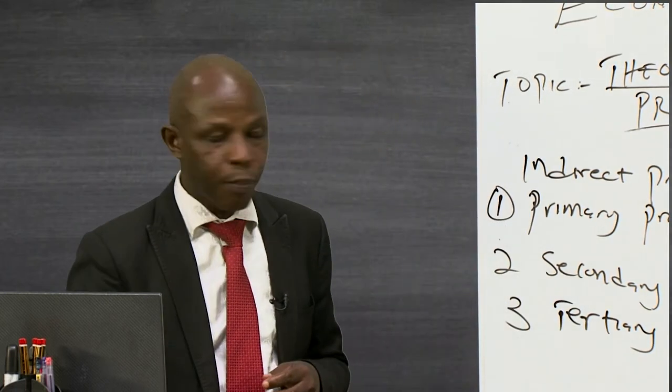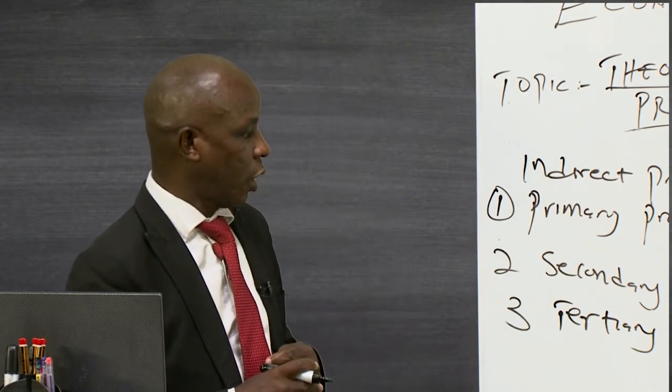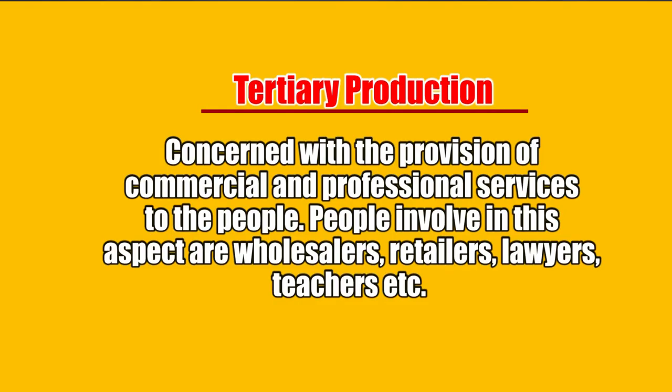Then the last type of indirect production is tertiary production. What is tertiary production? Concerned with provision of commercial and professional service. Provision of what? Commercial and professional services to the people. So when you provide commercial or professional service to the people, you are engaged in indirect production. The people involved in this aspect are wholesalers, retailers, lawyers, teachers, medical doctors, engineers, and so on and so forth.